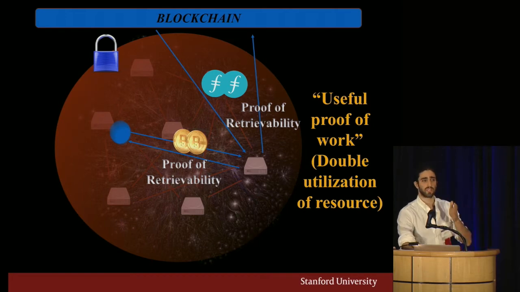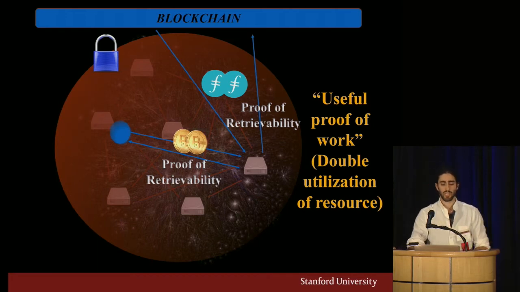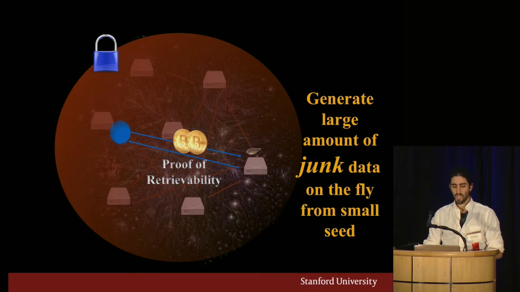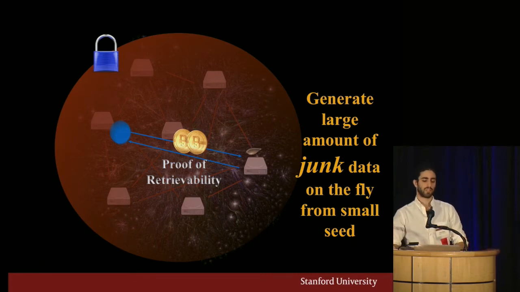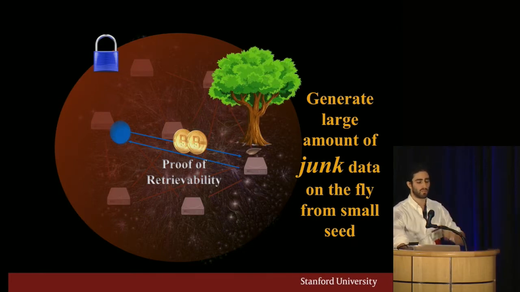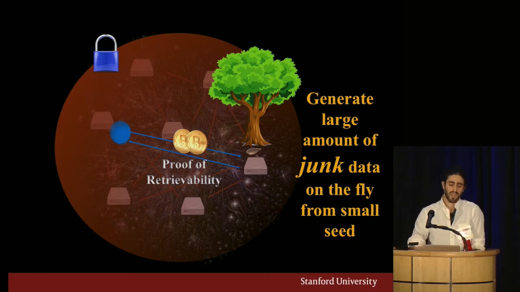Now, it's very tricky to design a proof of storage that would be able to support these properties. For instance, if we just used a proof of retrievability, then a server could generate just a large amount of junk data on the fly from a small seed and claim that as their proof of work, but it really didn't require any utilization of resources to do so.